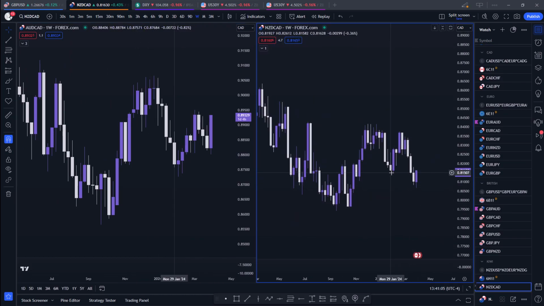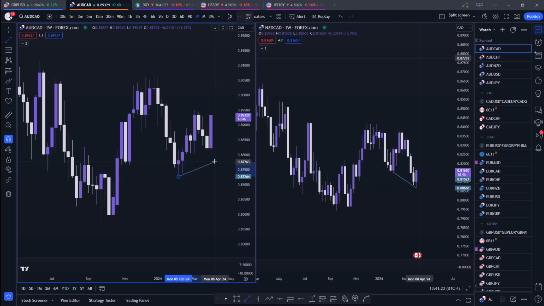Notice this swing low right there. The swing low was made on the 5th of February 2024, while this swing low was made on the 5th of February 2024. Notice how on this side we managed to successfully sweep the low over there, but on this side we failed to sweep the low.